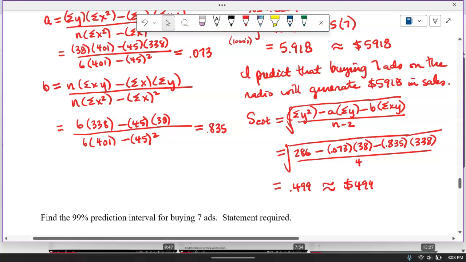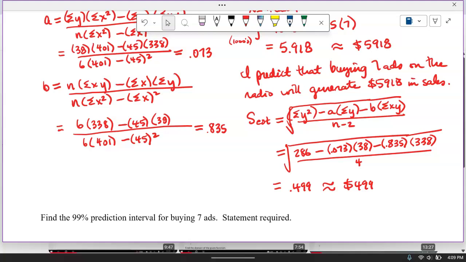Or you can say, I predict that if you buy 7 ads on the radio, you can generate $5,918 in additional sales, give or take $499. That's a lot more believable, and you've given them the error that you predict in your prediction.